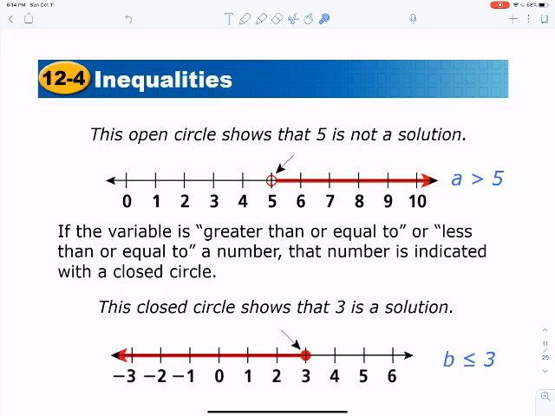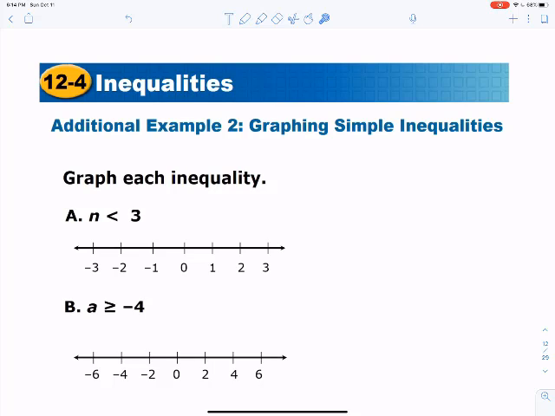Now, if the variable is greater than or equal to or less than or equal to, in other words, it's got the bar underneath it, that number is indicated with a closed circle. So if it's just greater than or less than, you're going to have an open circle. But if you have a greater than or equal to or less than or equal to, you'll have what we call a closed circle. In other words, the circle will be shaded in. So let's see if we can try some.